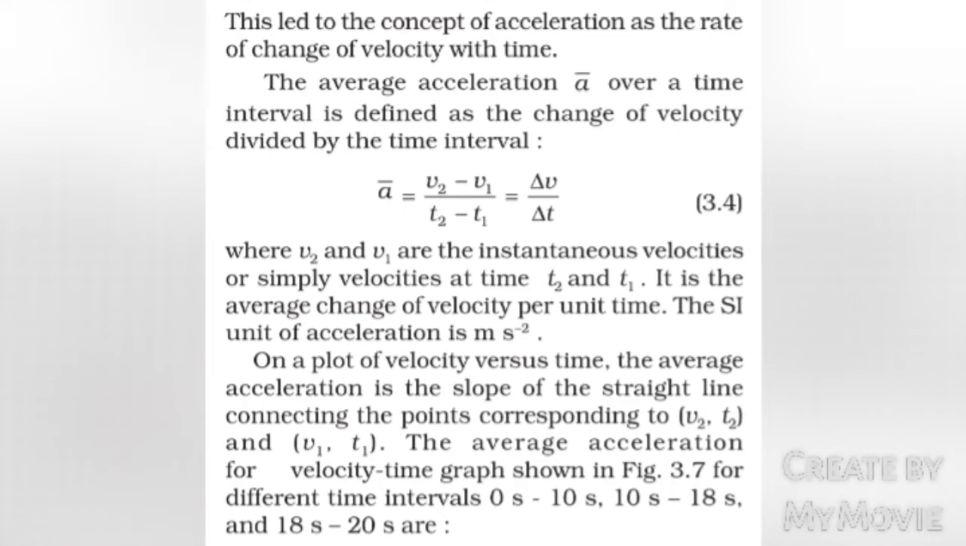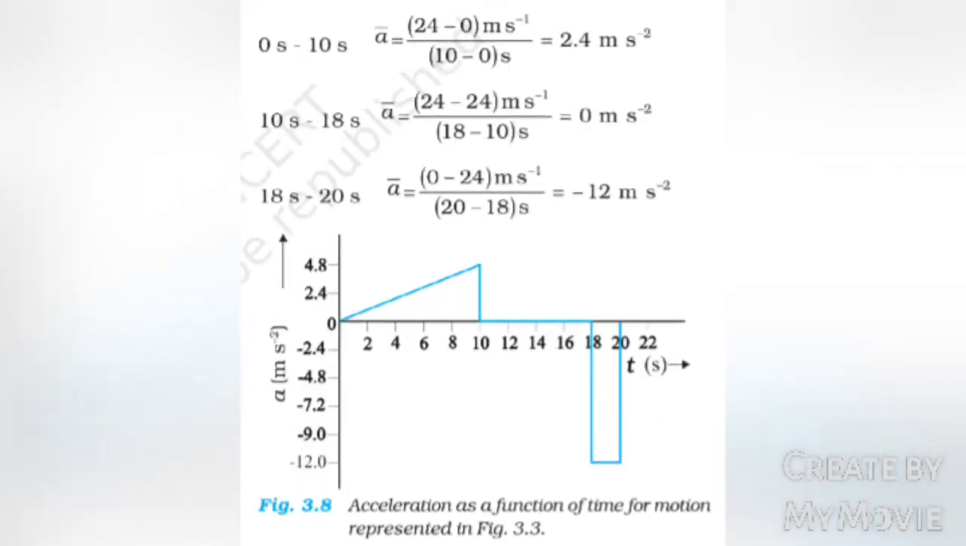On a plot of velocity versus time, the average acceleration is the slope of a straight line connecting the points corresponding to v2, t2 and v1, t1. The average acceleration for the velocity time graph shown in figure 3.7 for different time intervals, 0 seconds to 10 seconds, 10 seconds to 18 seconds and 18 seconds to 20 seconds, are as follows.